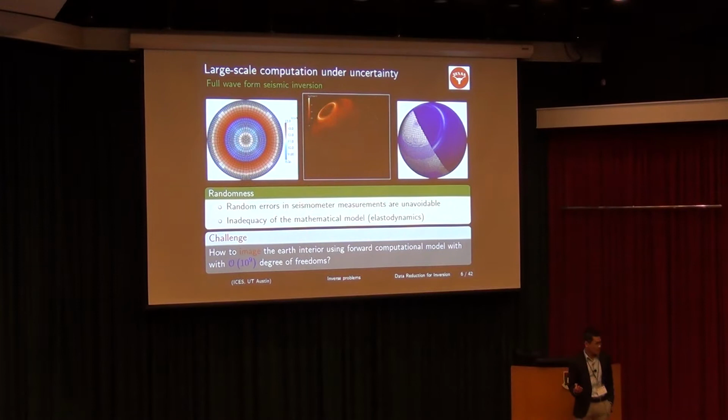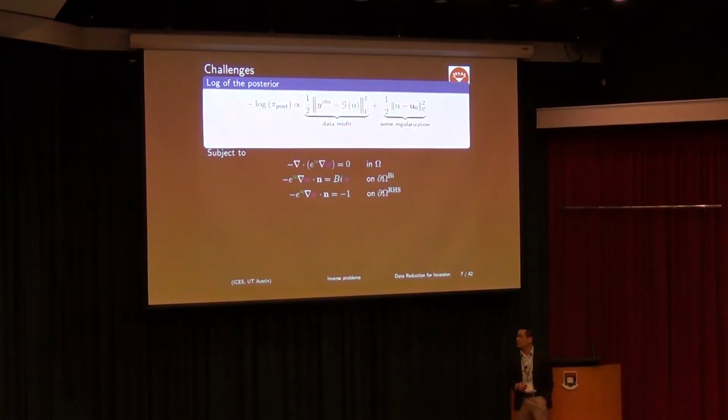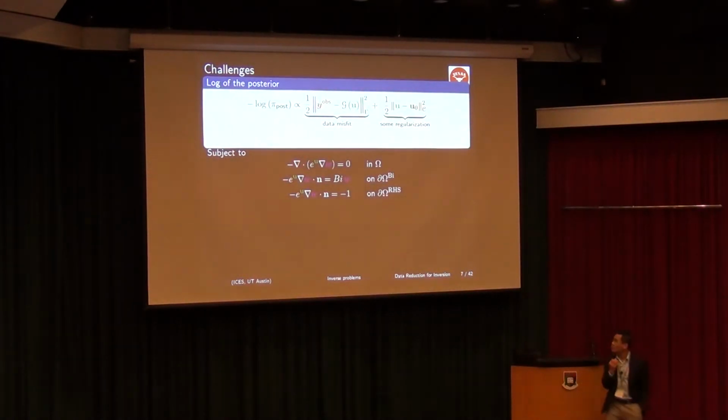And again, there is randomness in the measurements and inadequacy of the mathematical model. Here we use linear elasticity to model the earthquake wave propagation. And we want to do so at a very large scale, 10 to the 9, a billion degrees of freedom. I'm going to show you in a second. So these are the types of problems that I'm interested in. And let me actually tell you what the challenges are when we deal with these problems.